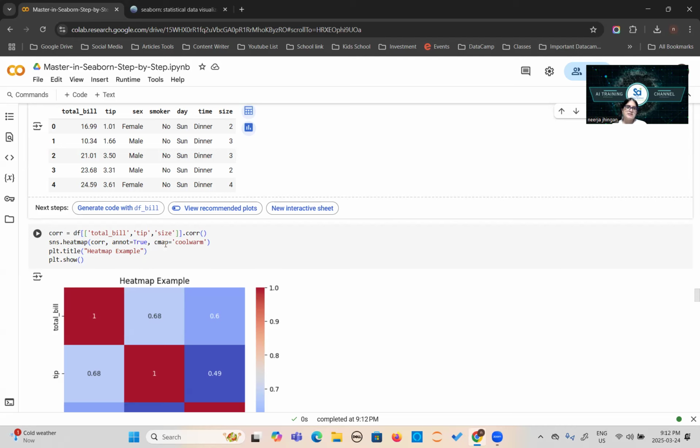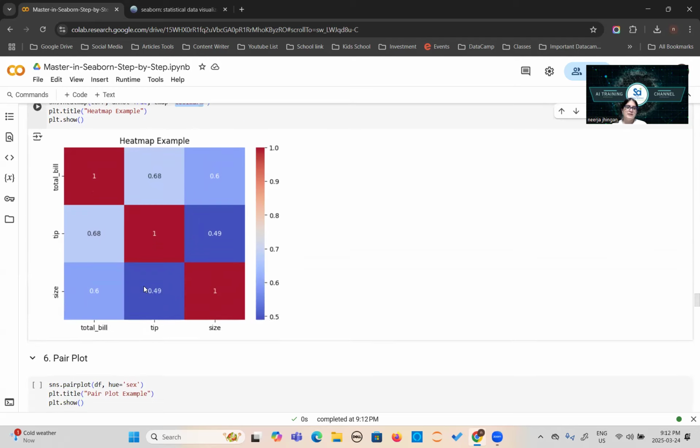Here the cmap parameter, annot equals true, means it will show you the percentage of relationship correlated with each other. And you can make changes in this. There are many color palettes available for the heat map. And then here you go. So look at this: total bill, this is over target, this is the tip and size. So your tip is 49% positively correlated with your total bill.